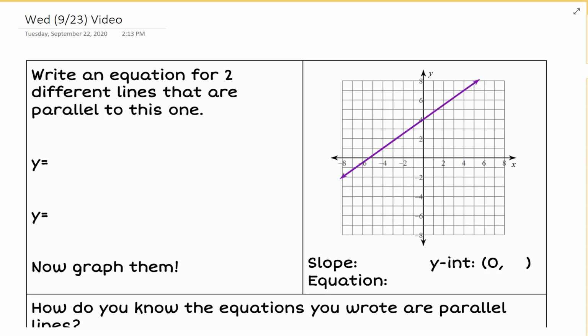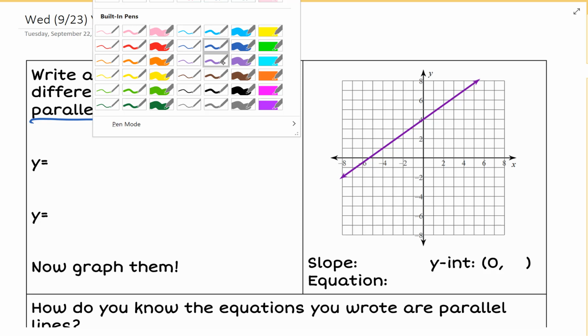Today, we're going to create equations to parallel and perpendicular lines. Write an equation for two different lines that are parallel to this one, parallel to the one shown. So first, let's identify the equation of the line shown.